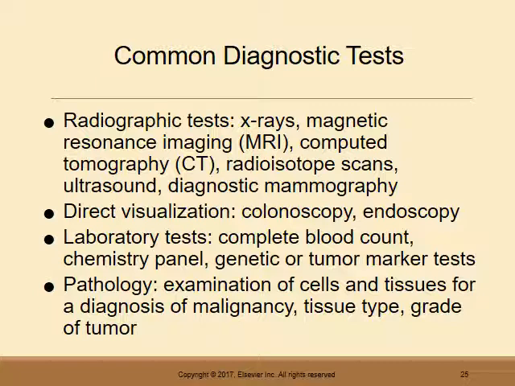Common diagnostic tests that can be done are radiographic tests such as X-rays, MRIs, CTs, radioisotope scans, ultrasound, and diagnostic mammography. Direct visualization through colonoscopies and endoscopies, just actually looking for colon polyps, which can be precancerous cells. Laboratory tests, CBCs, chemistry panels, genetic or tumor marker tests. Pathology, examination of cells and tissues for a diagnosis of the malignancy, the tissue type, and the grade.